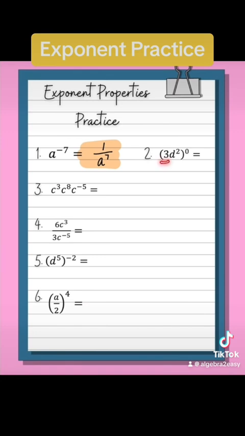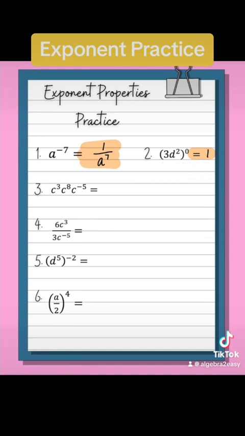There is nothing more to do, so you have simplified that as much as possible. Let's take a look at the next one. 3d squared all raised to the 0 power. Truly what you're doing here is 3 to the 0 times d to the 2 times 0. Well, that's 3 to the 0 times d to the 0. And we know anything to the power of 0 is going to be equal to 1. So technically, I didn't need to do any of that, but what we can see is that everything raised to the power of 0 is always equal to 1.